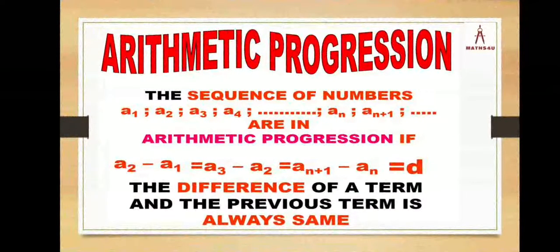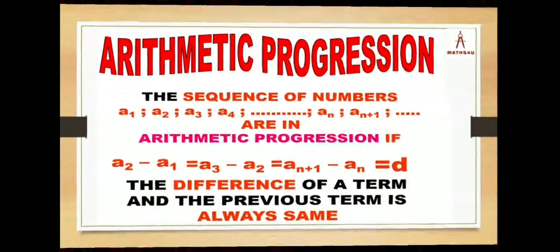Arithmetic progression क्या होता है? The sequence of numbers a1, a2, a3, a4 and so on are in arithmetic progression if a2 minus a1 or a3 minus a2, the difference between consecutive terms, is always the same. Then we can say that the given sequence is in arithmetic progression.